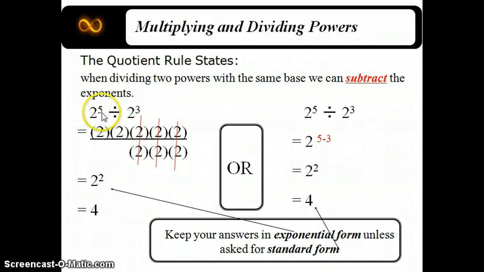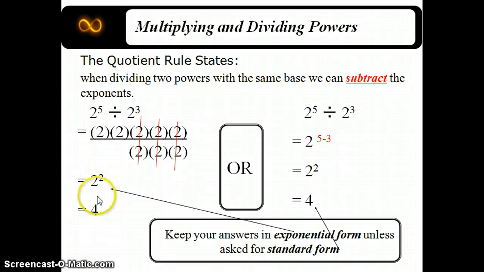Why does it work? 2 to the power of 5 divided by 2 to the power of 3. Bases are the same. That's essential. We're dividing. If I wrote this out in standard form, 2 to the power of 5 means 2 times 2 times 2 times 2 times 2. And I'm going to divide by 2 to the power of 3, 2 times 2 times 2. These will cancel out. 2 divided by 2 is 1. This 2 divided by 2 is 1. This 2 divided by 2 is 1. So essentially they're canceling each other out. And I'm left with 2 to the power of 2 on top, which gives me 4 as a standard answer.